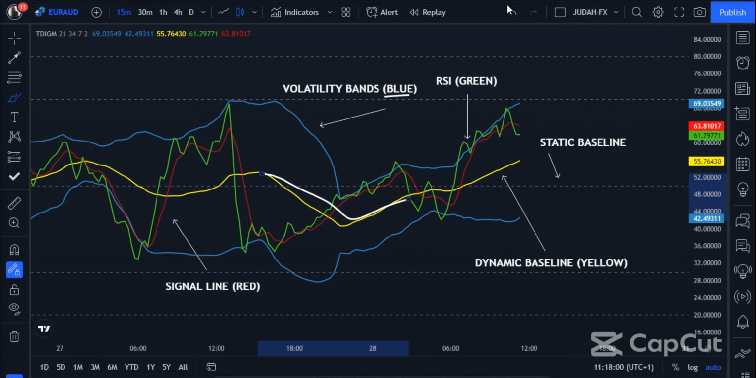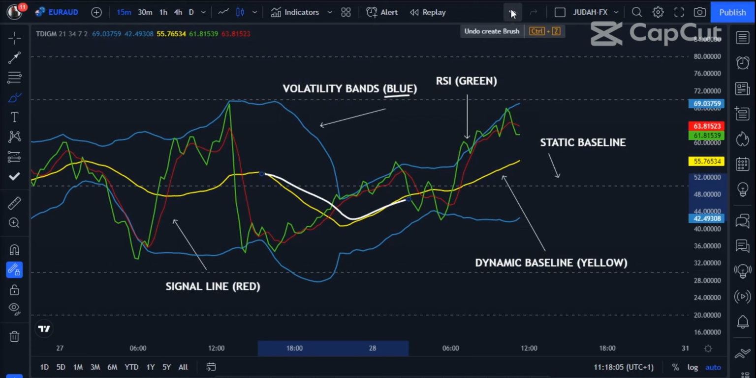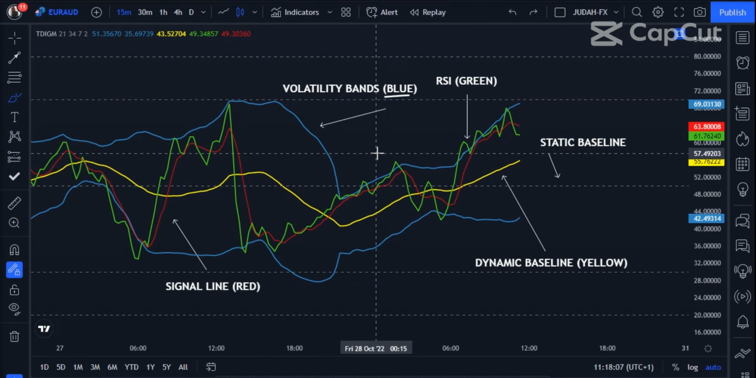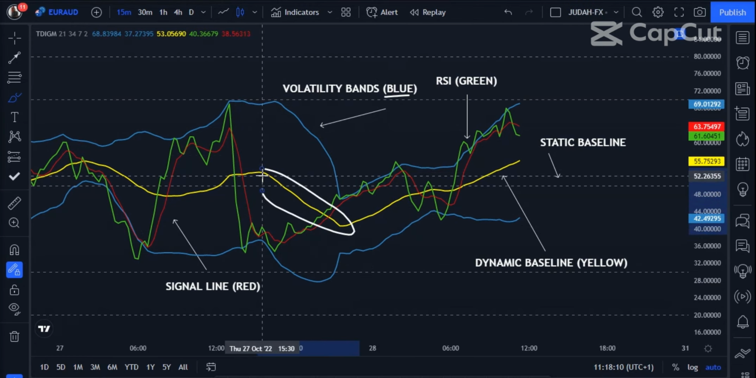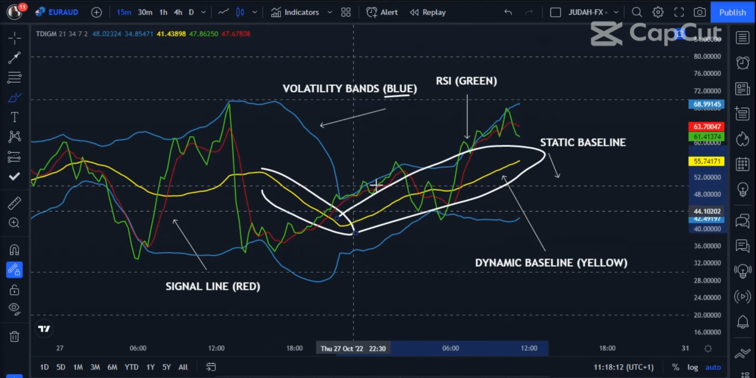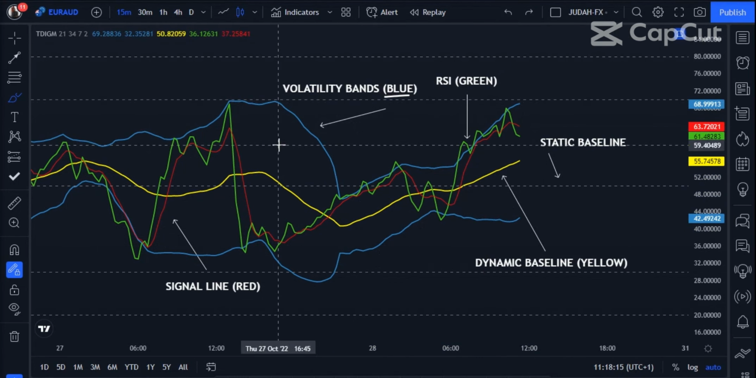The dynamic baseline helps to identify the trend, so we can know if the market is in an uptrend or downtrend. When it's pointing down like this, that's a downtrend, and when it's pointing up like this, that's an uptrend, because we always want to be going in line with the trend. Don't want to go against the trend.